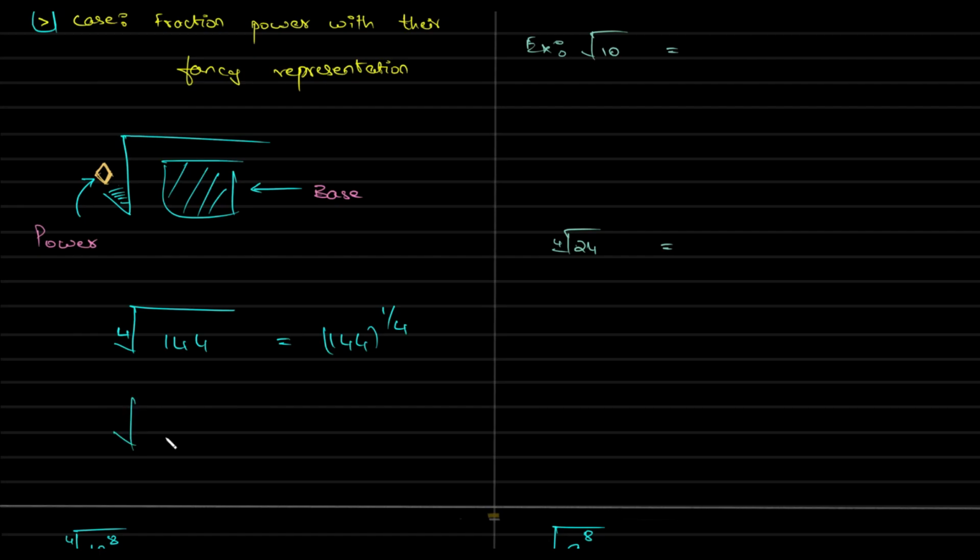Sometimes we don't write anything over here. So what does it mean? By default it means 2. If in the question paper there is nothing written over there, by default it's 2. So this is nothing but 16 to the power of 1 by 2. Of course there is a way to simplify all of this, but I'm not showing that. We're just talking about the representation.